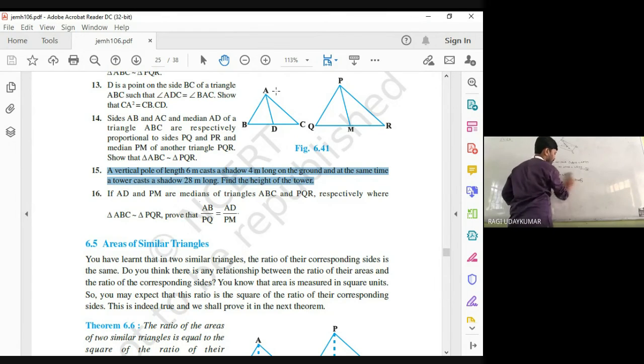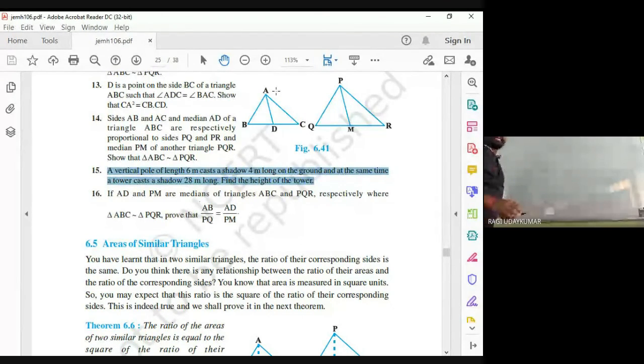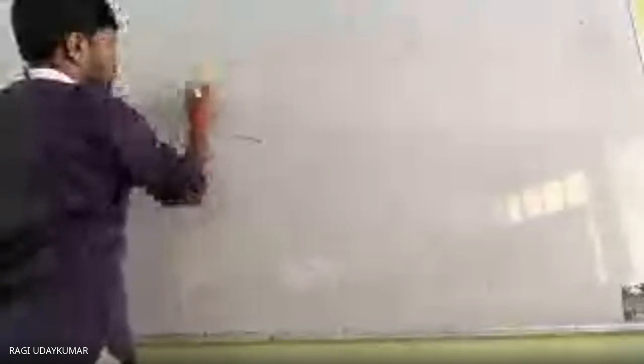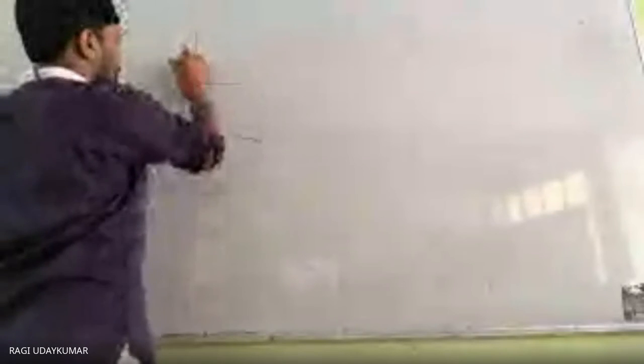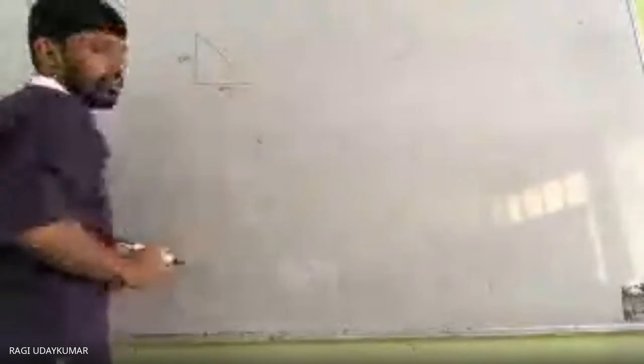Can you find out? Yes, sir. How do you have a vertical pole of the length 6 meters? 6 meters का vertical pole will cast a shadow of 4 meters long on the ground. That means here this is 6 meters, let us consider, and this is the shadow 4 meters. This is 6 meters pole and 4 meters shadow. This is 4 meters. This is shadow.